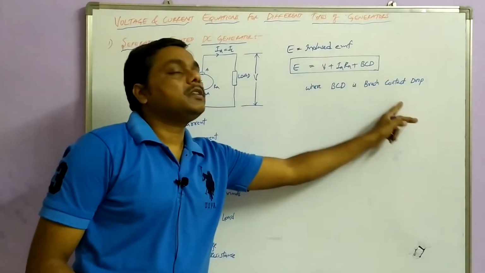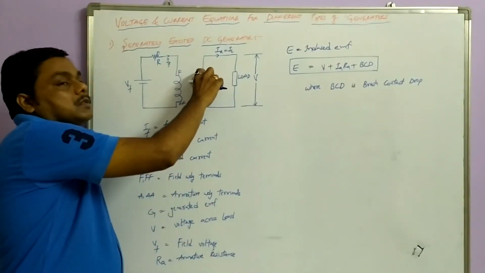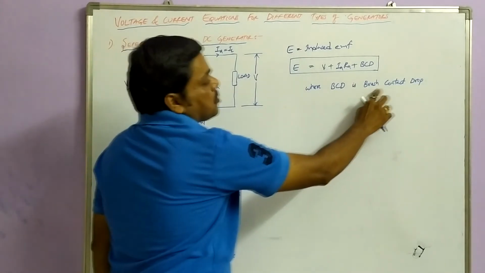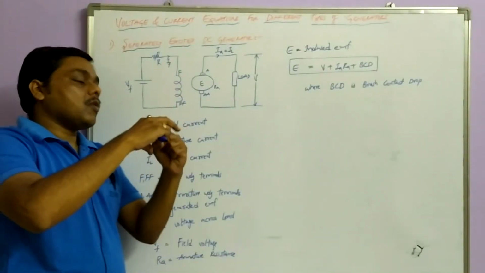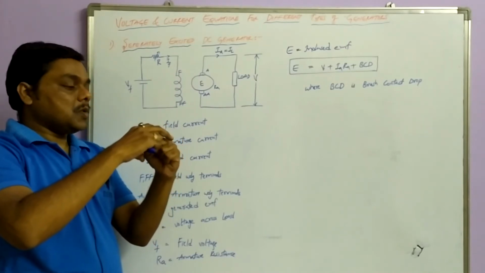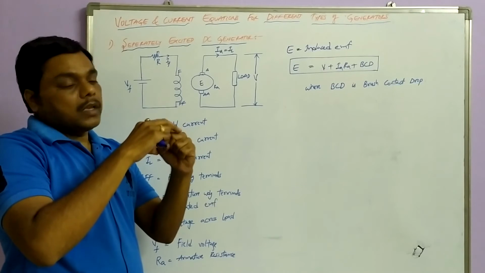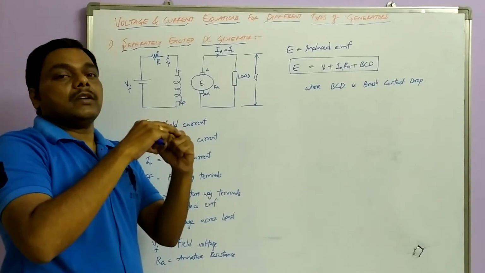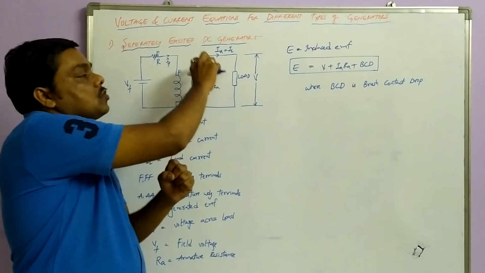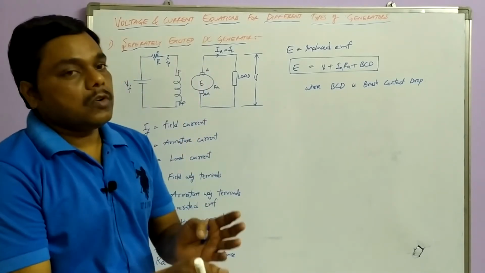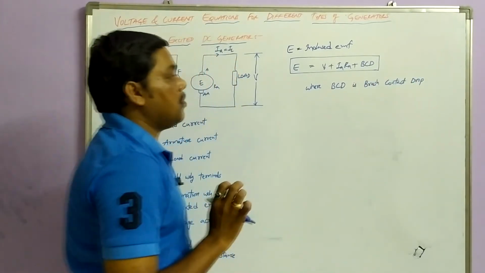What is meant by BCD? BCD is nothing but the voltage drop across the brushes. We can call it the brush contact drop. The brushes are placed on the commutator segments with a small pressure, and there is some sparking or wear and tear, so there is a voltage drop across these brushes. We consider 1 volt to 2 volts for the brush contact drop.